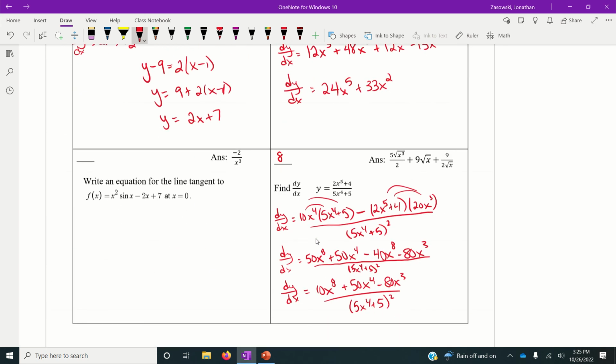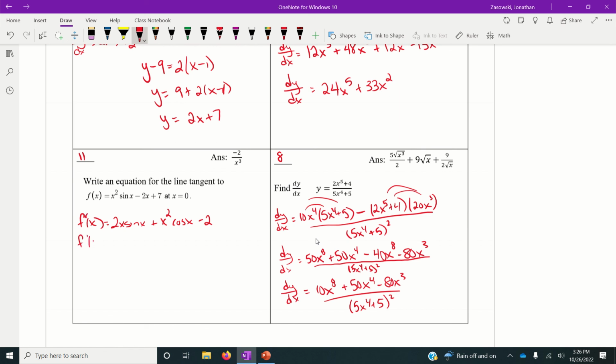And here's 11. Write an equation for the line tangent at x equals 0. So once again, we want to take the derivative. So we have a product rule here, and then we're just taking the derivatives using our power rule here. So the derivative of the first is 2x sine x plus derivative of the second times the first, so x squared, derivative of sine is cosine x. And then the derivative of negative 2x is just negative 2. Derivative of 7 is just 0. There's our f prime of x.